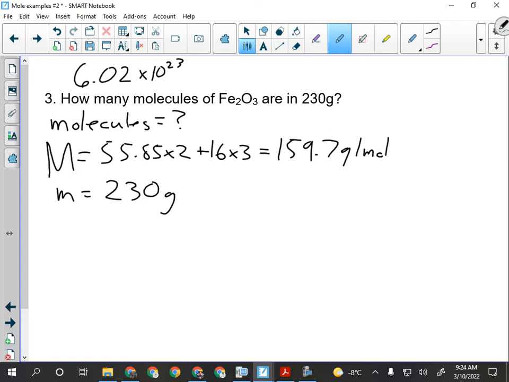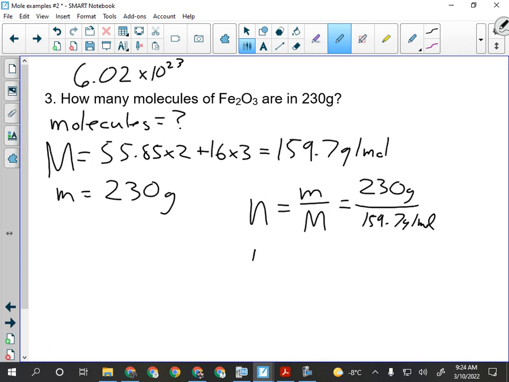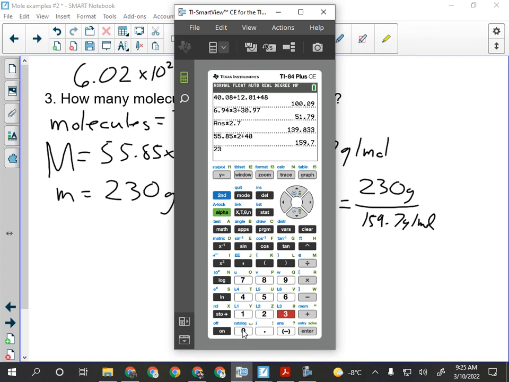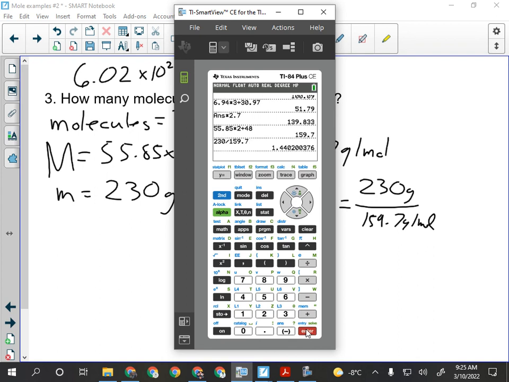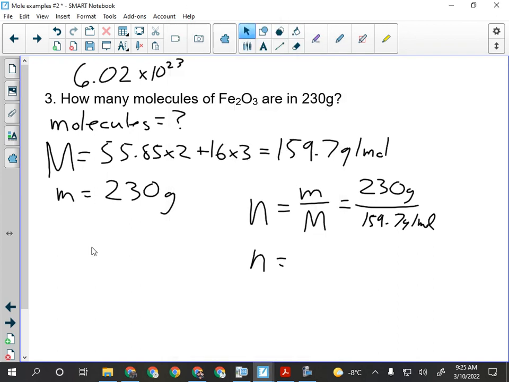What can I calculate with little m and big M? n. I've got to calculate the number of moles. So number of moles is little m over big M, 230 grams divided by 159.7 grams per mole. Okay, 1.44 moles.